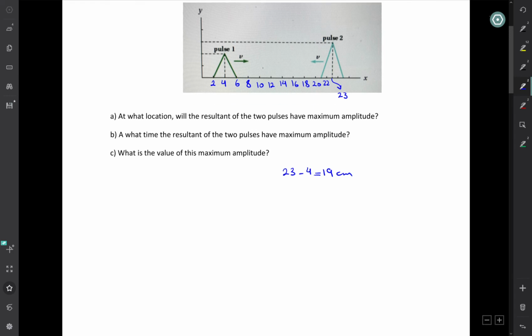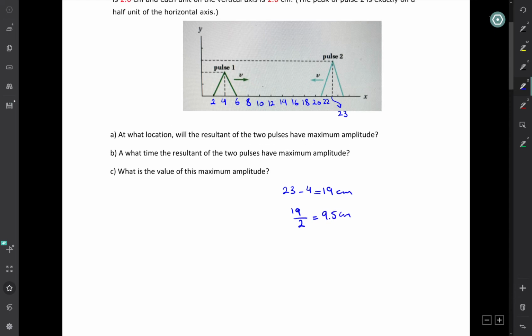What distance would that be? 19 divided by 2, which is 9.5 centimeters. So each would travel a distance of 9.5 centimeters until the peaks meet. When the two pulses meet, they combine, and the combination is the resultant wave. So they each travel 9.5 centimeters.